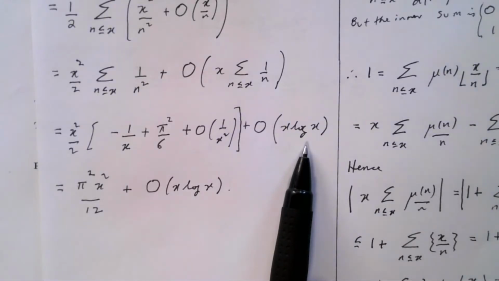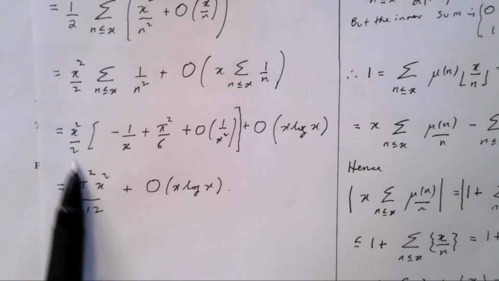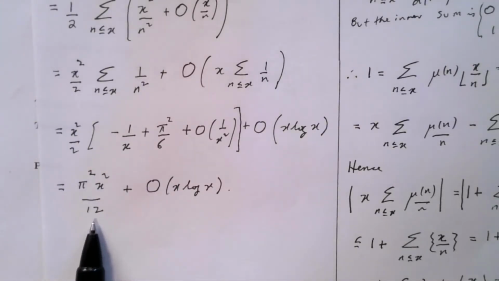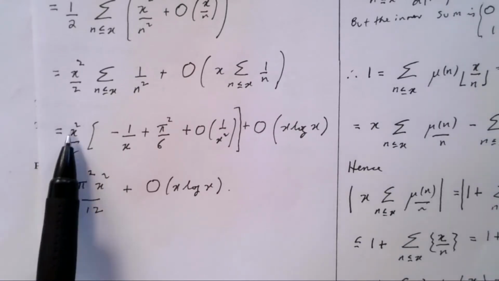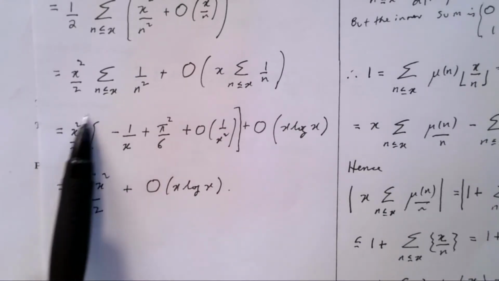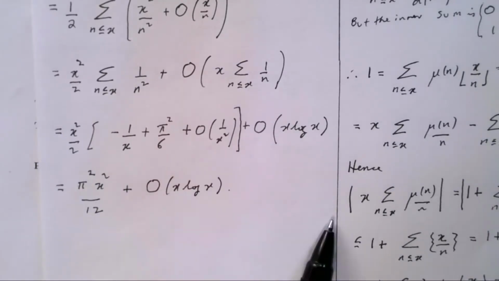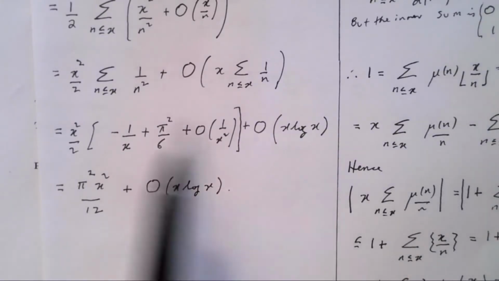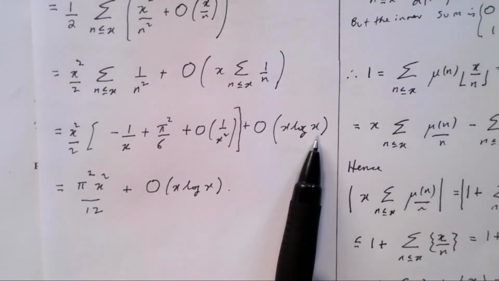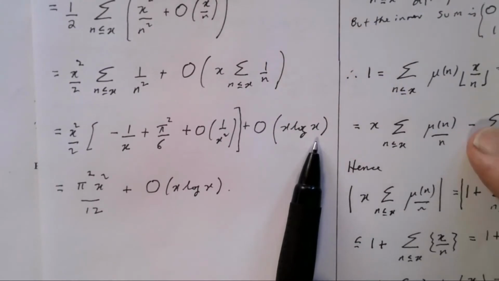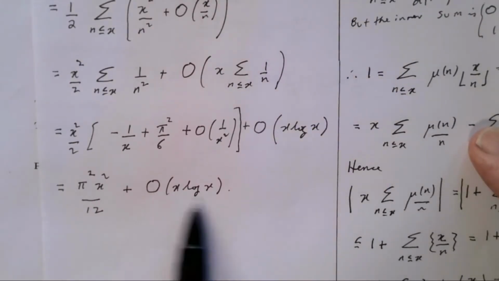Finally, the dominant terms are going to come from the x squared on 2 and the pi squared on 6, which gives me pi squared x squared on 12. This is going to give me an x on 2. This is big O 1 on x squared. So the dominant term out of all that is the x log x. So I can bury all of the remaining terms in this big O x log x.